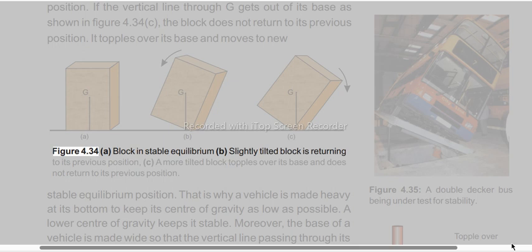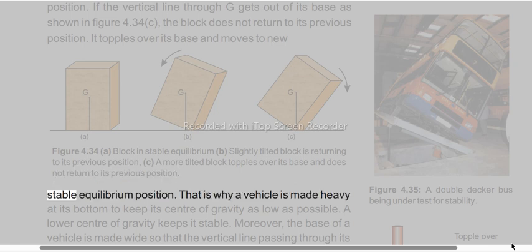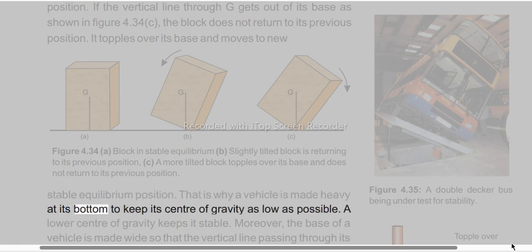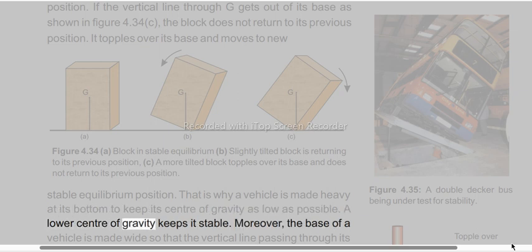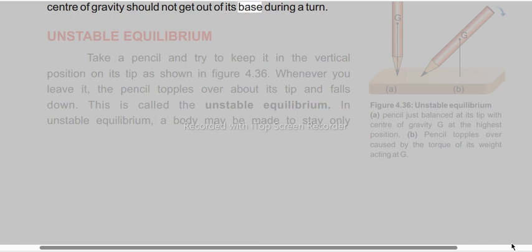Figure 4.34a, block in stable equilibrium. b, slightly tilted block is returning to its previous position. c, a more tilted block topples over its base and does not return to its previous position. That is why a vehicle is made heavy at its bottom to keep its center of gravity as low as possible. A lower center of gravity keeps it stable. Moreover, the base of a vehicle is made wide so that the vertical line passing through its center of gravity should not get out of its base during a turn.